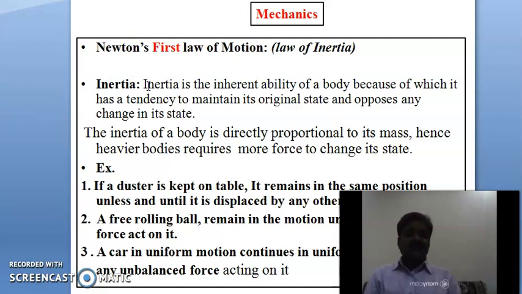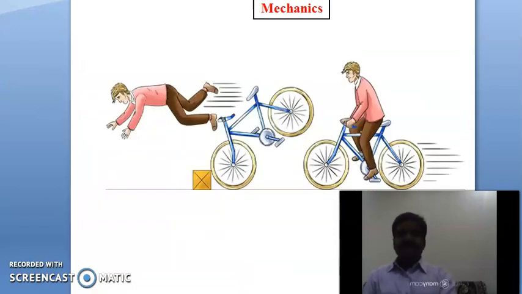Inertia is nothing but the tendency of a body to maintain its original state and oppose any change in its state. In previous pictures you might have seen a cyclist moving his cycle in uniform motion, suppose. Then because of an obstacle, I mean a force, the motion of the cycle is changed.